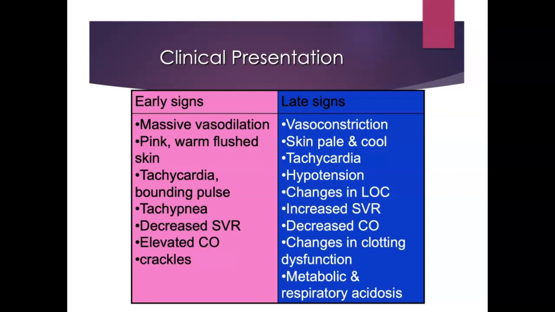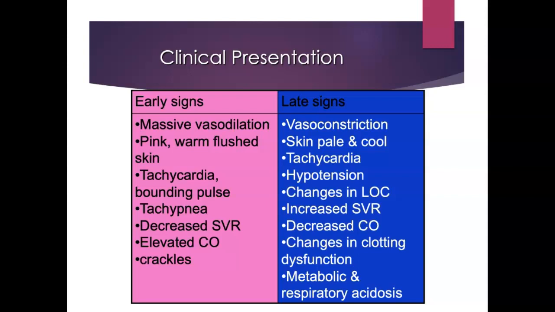So this is where the heart and the body are trying to compensate. So now we go into that vasoconstriction. Skin is pale and cool, trying to get all the blood shunted back to the heart. Tachycardia still, a drop in blood pressure, changes in level of consciousness, an increase in systemic vascular resistance because of the vasoconstriction. The heart is having a tough time pumping, so there's decreased cardiac output.